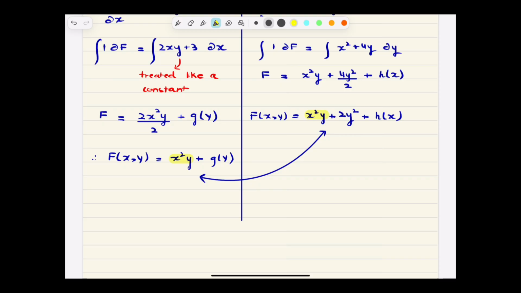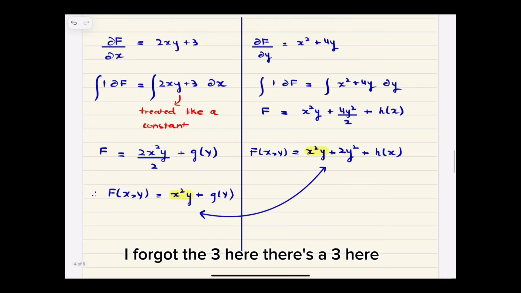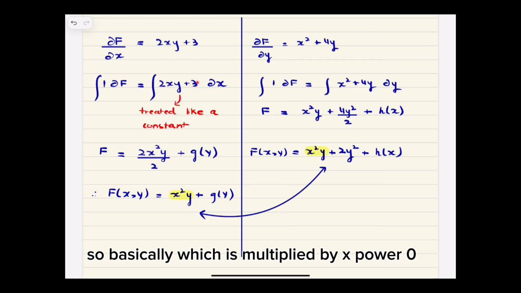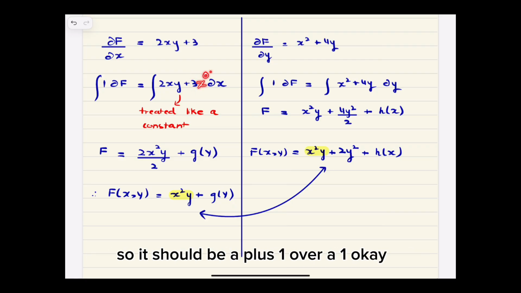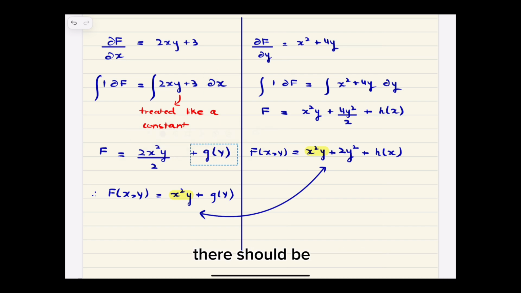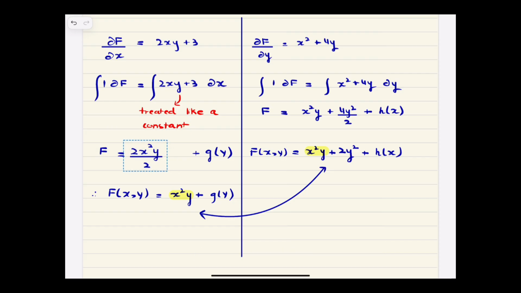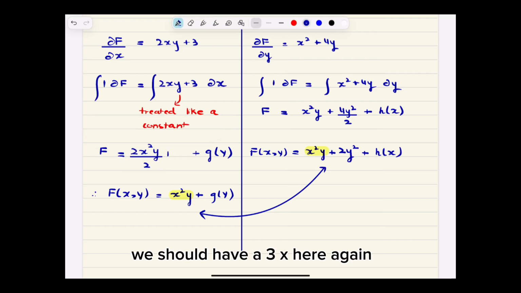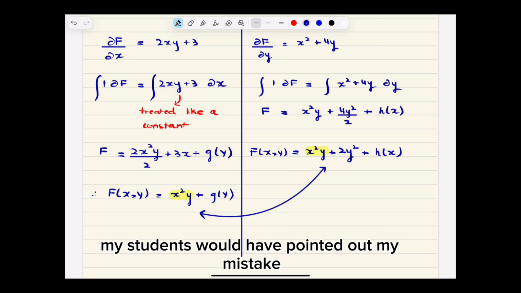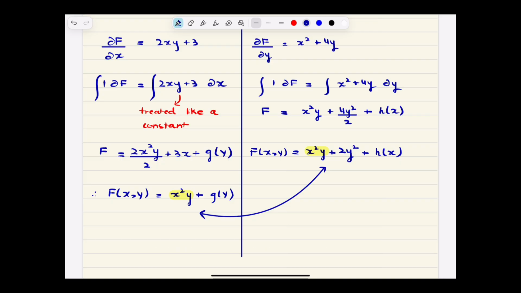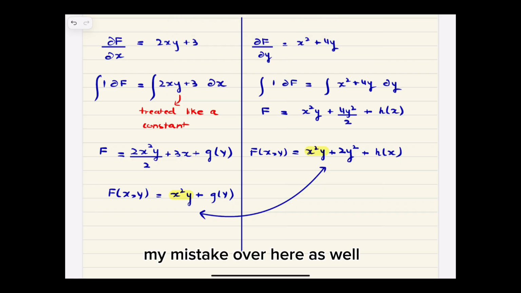Oh my god, what did I do? I forgot the 3 here. There's a 3 here, which is multiplied by x to the power 0, so it should be plus 1 over 1. Okay, my bad. We should have a 3x here. Again, if this was a live class, my students would have pointed out my mistake right there and then. Anyhow, let me fix my mistake over here as well.